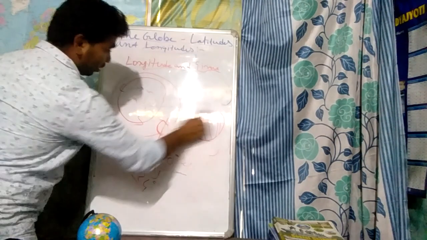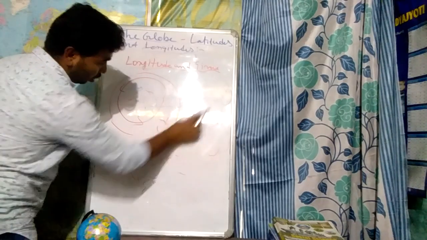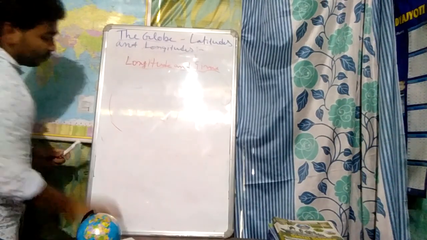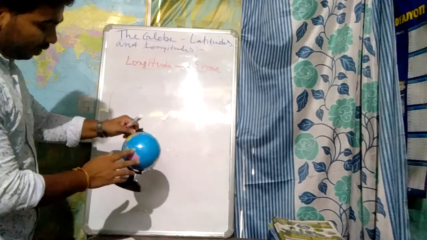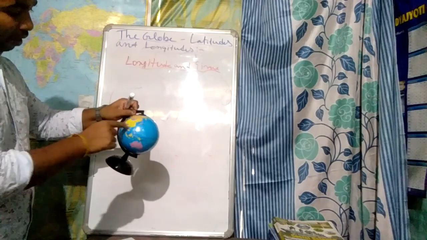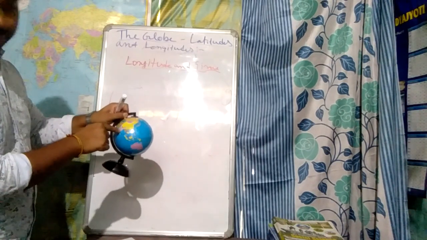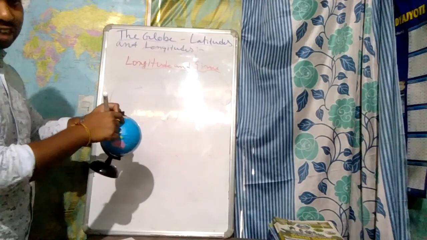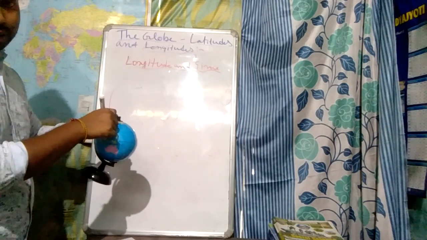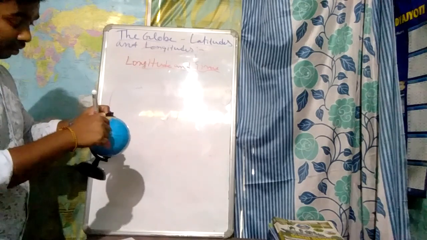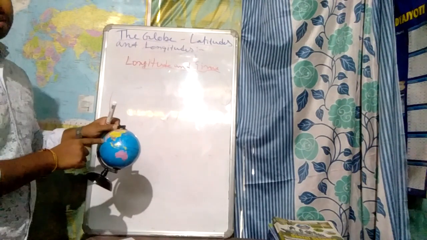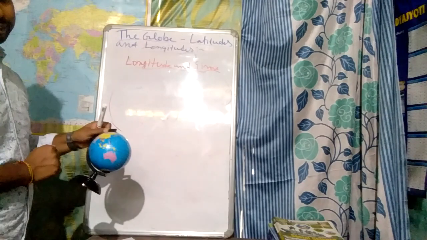Next, again, take an example of two places, Japan and India. Japan is located on the eastern side of India. So in Japan the sun appears early, and in India the sun appears late.